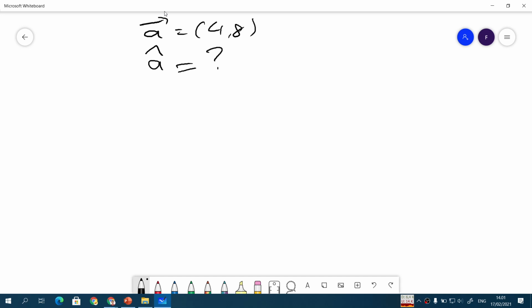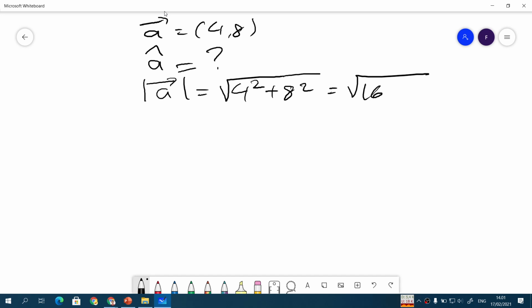Let me give you an example. To be able to calculate A hat, you will need to calculate the magnitude first. The magnitude of the vector A is 4 squared plus 8 squared, which equals 16 plus 64. The square root of 80.